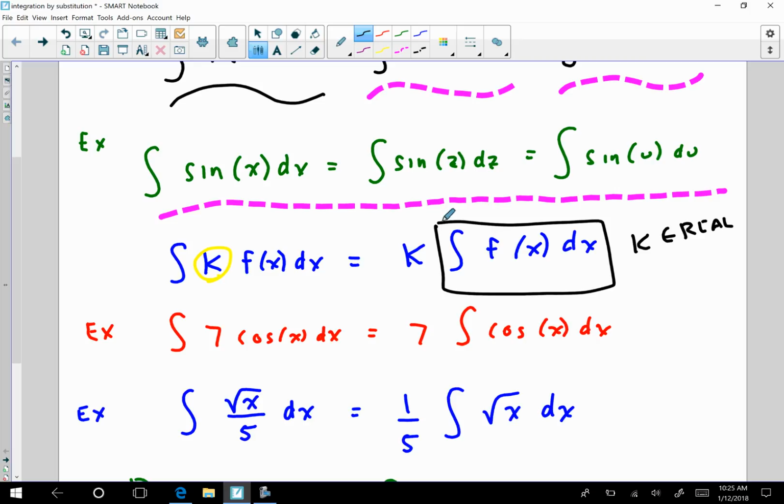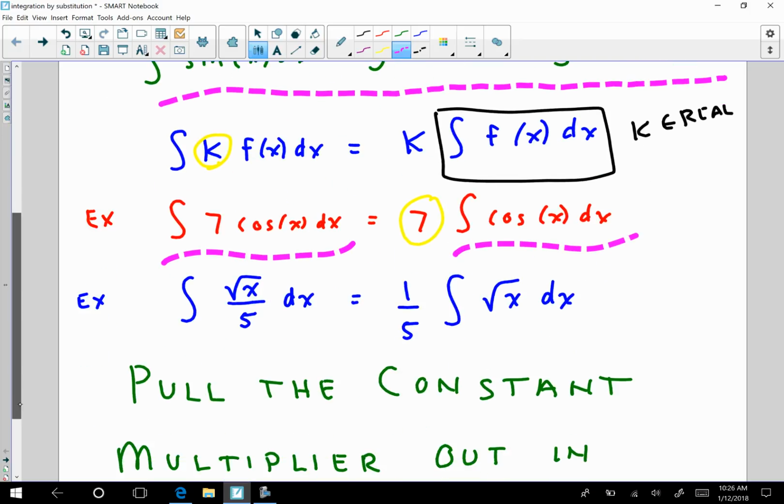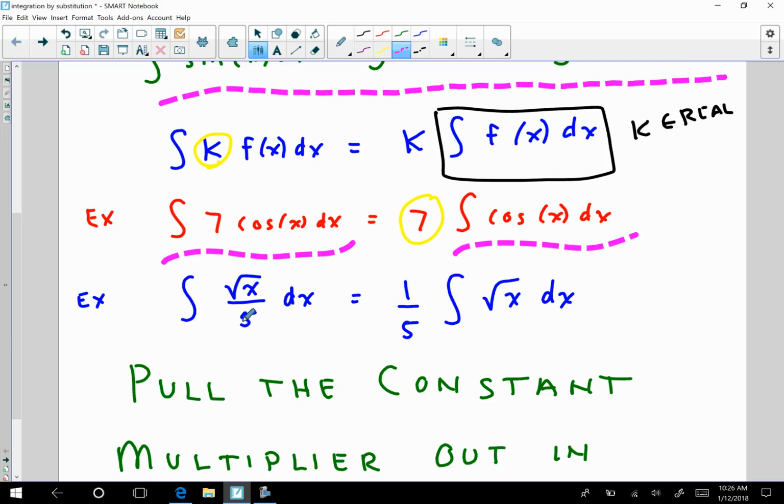And here's two nice examples. If I have the indefinite integral of 7 times cosine x, that's going to be the same as if I pull that 7 out in front, 7 times the indefinite integral of cosine x dx. And we're going to be pulling constants out in front a lot. So we've got to get very used to seeing that we have this property that we can pull a constant multiplier out.